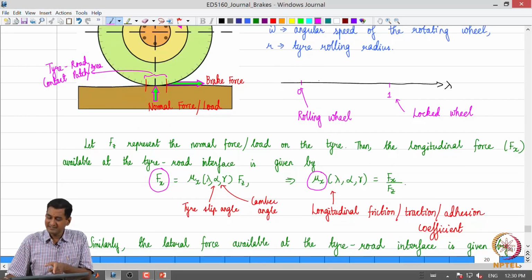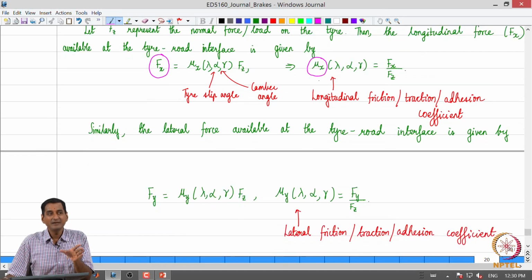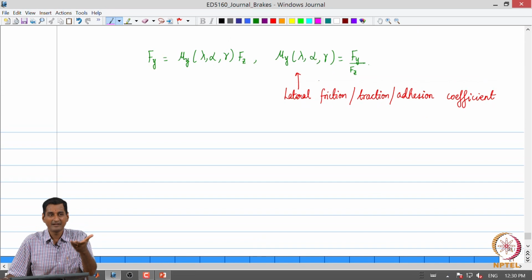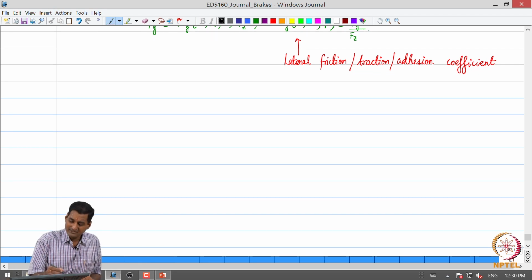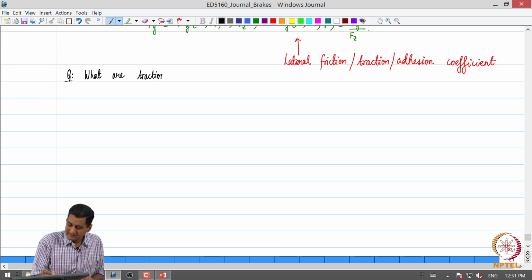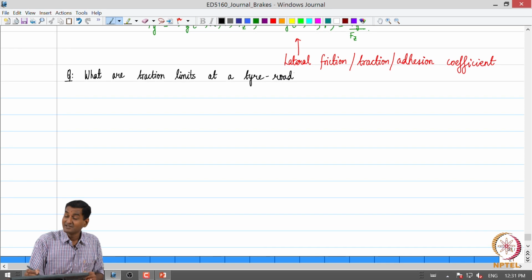The tire rod interface essentially behaves in the same manner, right? That was the analogy I gave about us walking. So, this brings us to the question of what are traction limits at a tire rod interface. Of course, it is a different thing to figure out how to determine them.